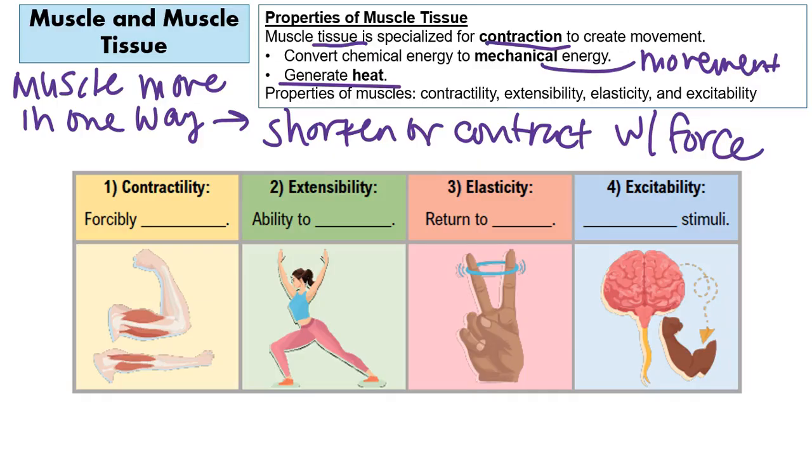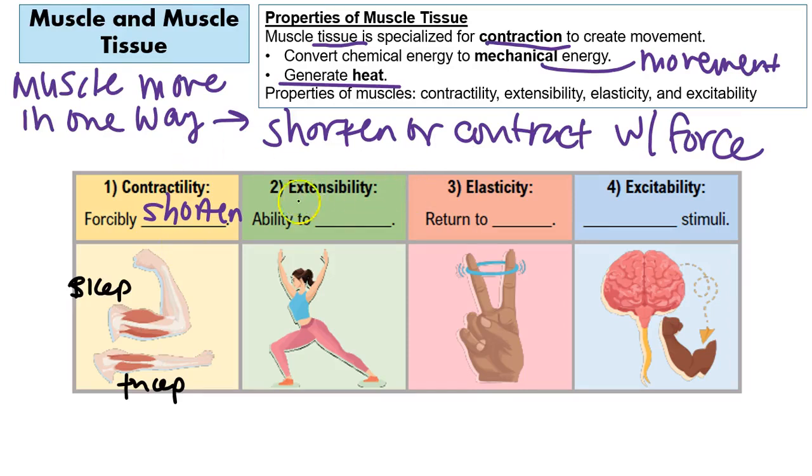Now, remember from our previous chapters, we have types of muscle tissue, right? But all those muscle tissue is going to share the same properties. Okay, so here are the properties we have: contractility, extensibility, elasticity, and excitability. Let's focus on contractility. That means you're going to forcibly shorten a muscle. It means that the muscle is going to get shorter with force. So here we have our bicep, and then we also have our tricep here. When we actually bend our arm, then we are shortening the bicep. And when we have our arm relaxed, we are going to be shortening the tricep.